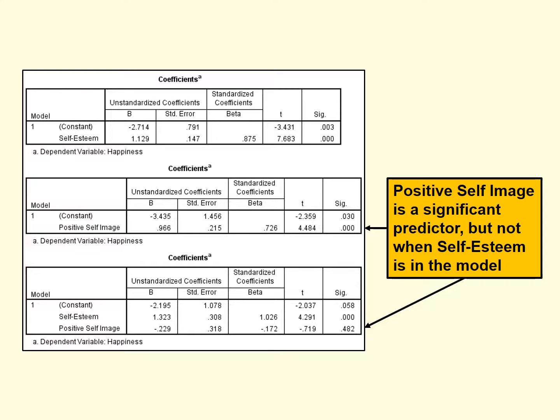And the point is that positive self-image is a significant predictor of our outcome variable happiness, but not when self-esteem is entered into the model. So you can see there at the bottom, if we're looking at our multiple regression that includes both of our predictor variables, positive self-image, which formerly had a significant value for its slope, now does not. You can see that the significance level is much higher than the usual criterion of 0.05. Now, why is this happening?